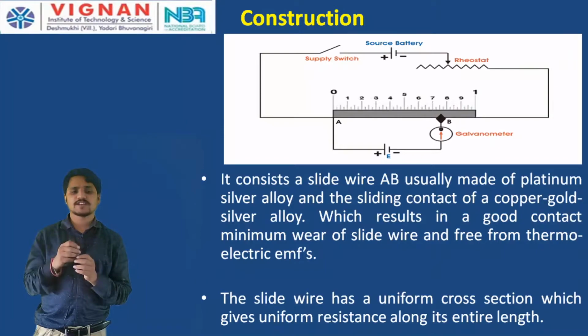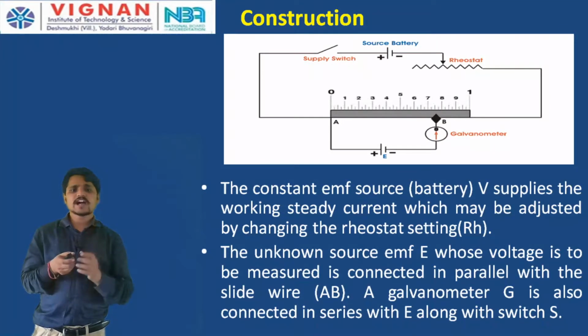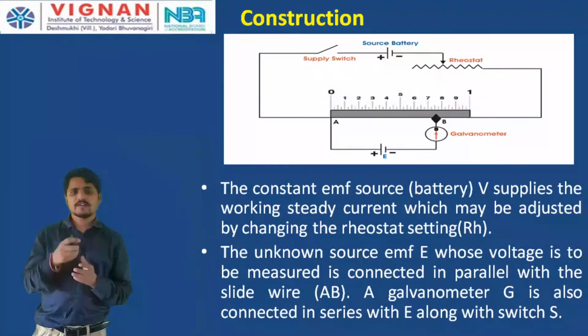That means a uniform cross sectional area. If the cross sectional area is uniform, then the voltage drop per unit length is the same. The voltage drop per unit length remains unchanged. Okay, so this is the idea. Now for the constant EMF source, let us say our source is a battery. The source battery supplies the working current. Okay, so this rheostat is used to adjust this working current. What is the rheostat we are using? To adjust the current flowing through the slide wire, we are using the rheostat.